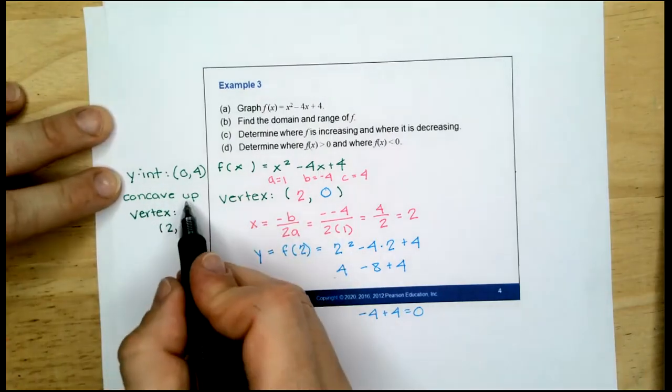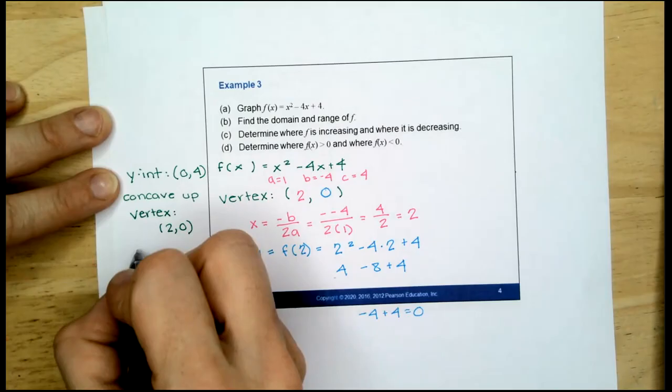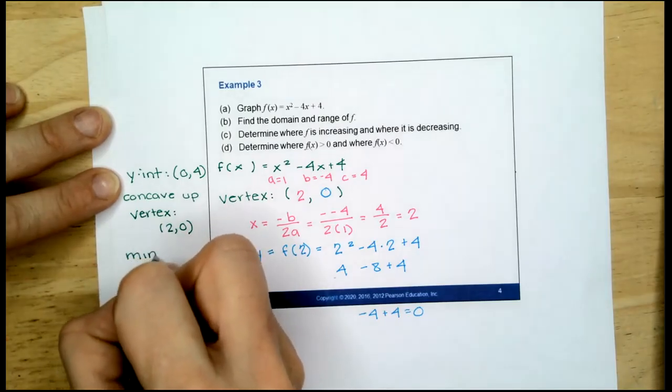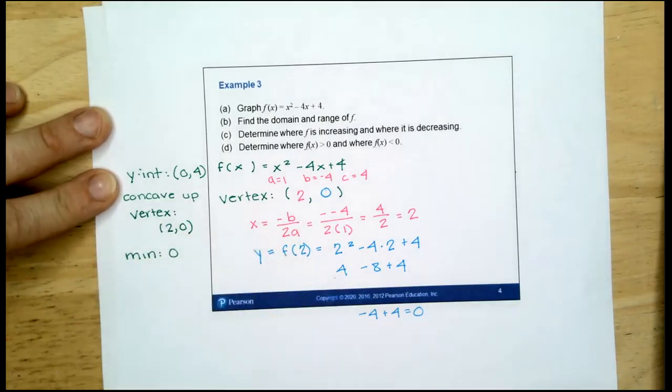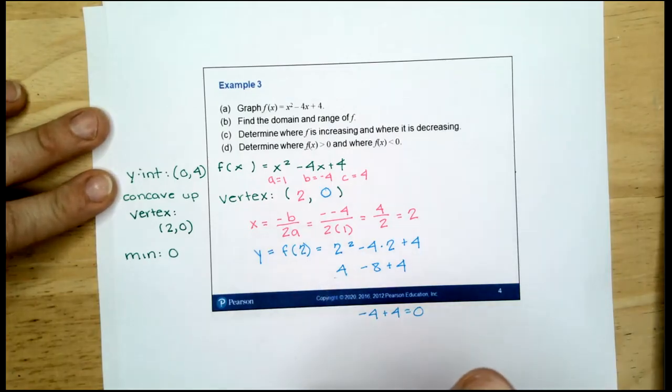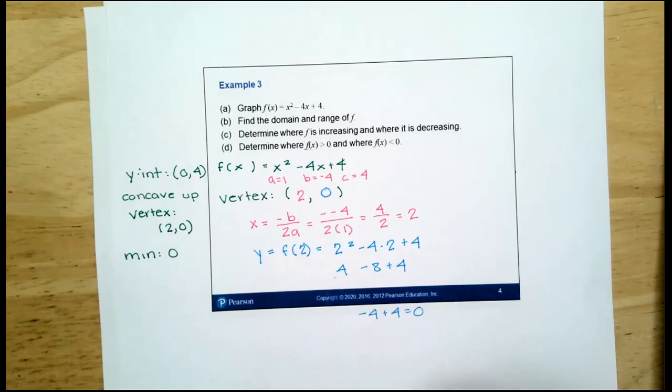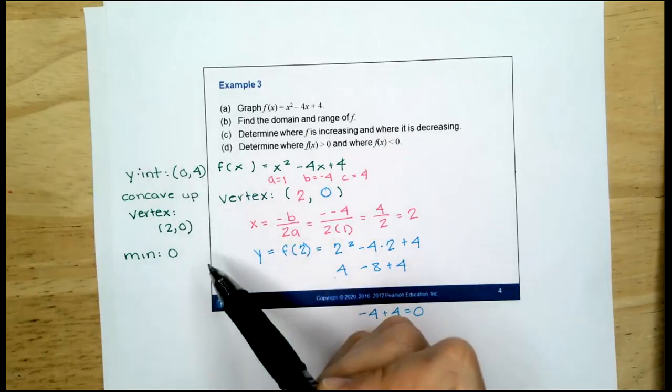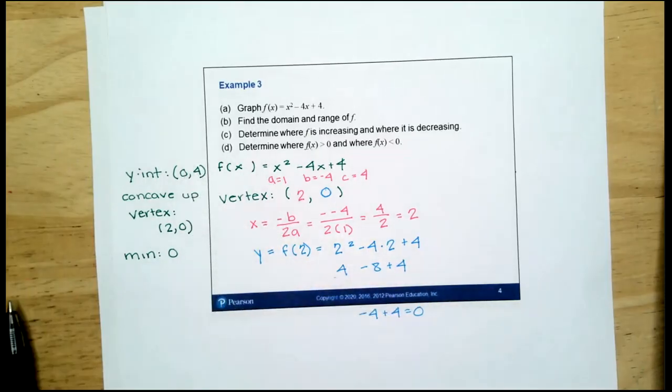Good. If it's concave up, that means my minimum value is going to be 0. Y equals 0. Okay. X-intercepts. Let's find our x-intercept. So we found our y-intercept. Let's find our x-intercepts. How do you find an x-intercept?